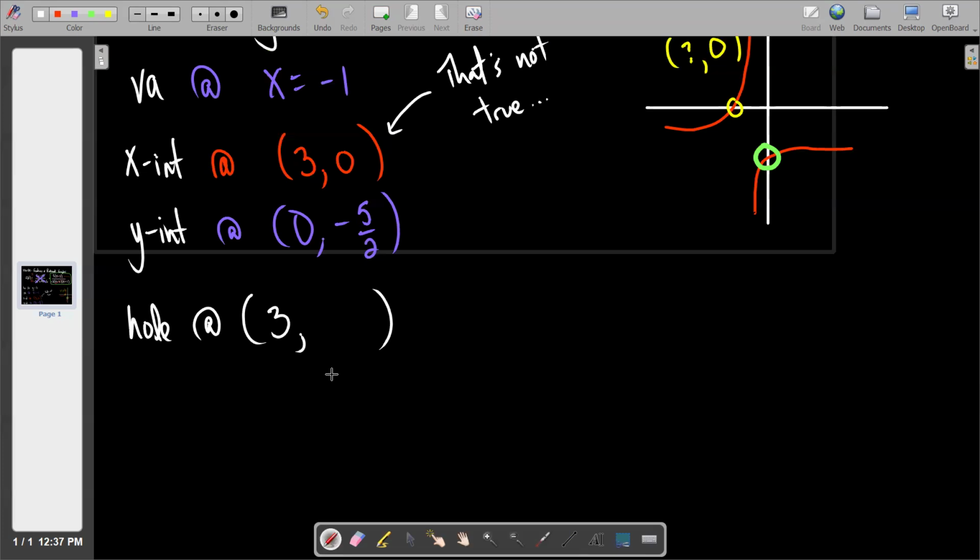Bryn, you caught this yesterday, I think. Was anyone else catching it? Do you guys know how to find the y value of a hole? You just plug it in, right? Where? On the bottom. That's not what I meant.